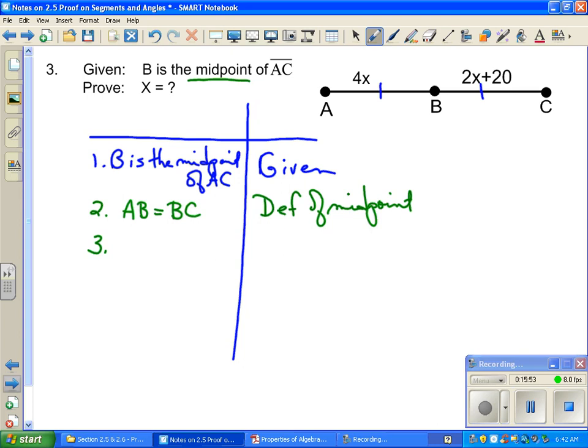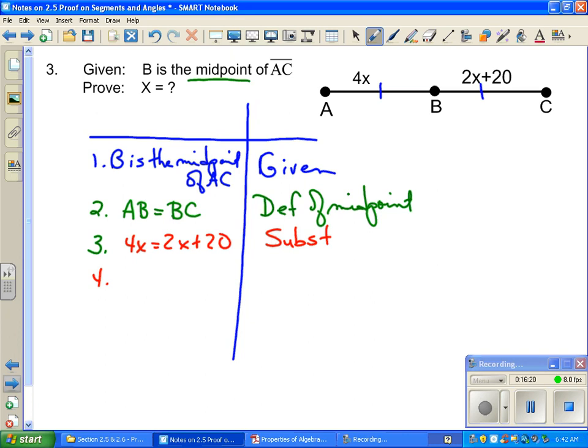Now, once we have set up our equation, then we can plug in what each piece of our equation represents. So AB is 4x, and BC is 2x plus 20, and I have substituted in what those letters represent, so that's the substitution property. And then I just start solving. Regular old everyday solving equations.